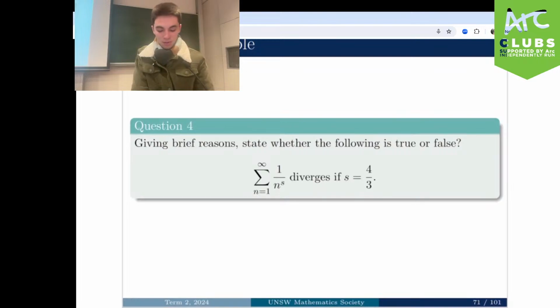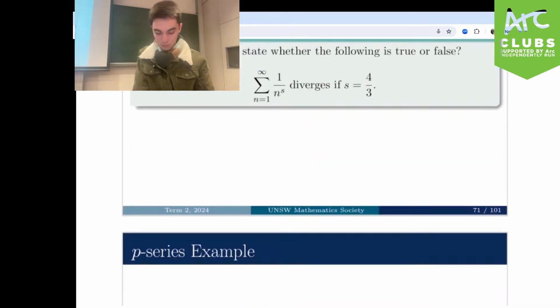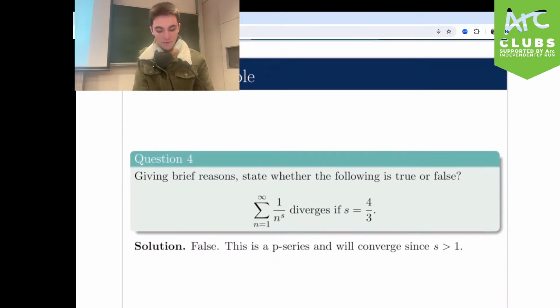Well, the p-series test tells us that if p is larger than 1, then the series is going to converge, right? But in this case, s is larger than 1, right? So the power that we have in our denominator is larger than 1. And that means that this series does actually have to converge. And this is exactly what we have in our answers here, right? It will converge, and therefore the statement that we got is false.